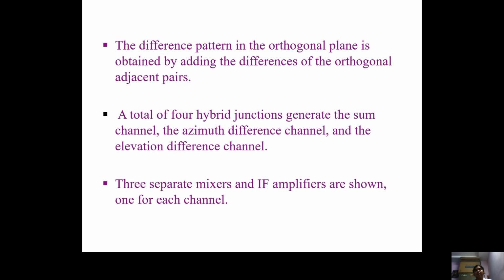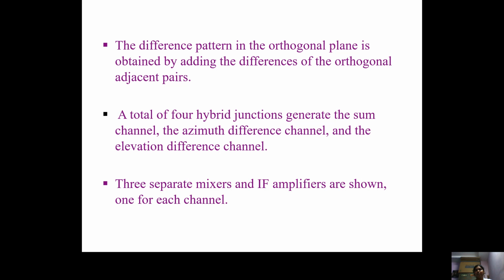And the difference pattern in the orthogonal plane, meaning the perpendicular plane, in another coordinate, is obtained by adding the differences of the orthogonal adjacent pairs. So here what do we have? Since we have four overlapping patterns, all those are able to produce sum and difference.